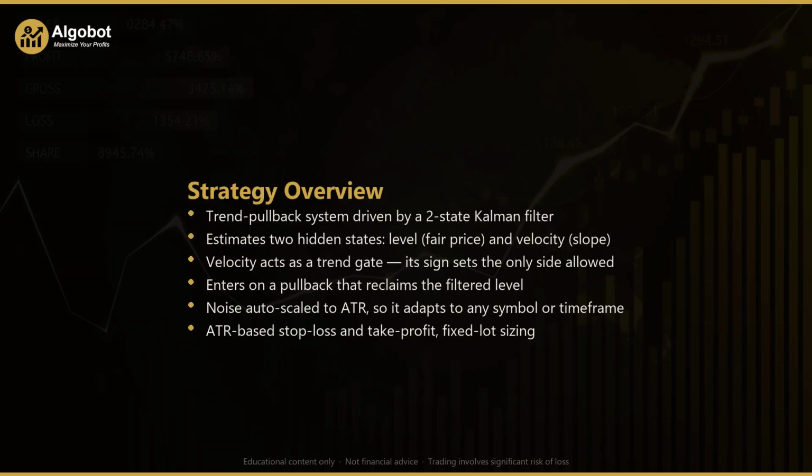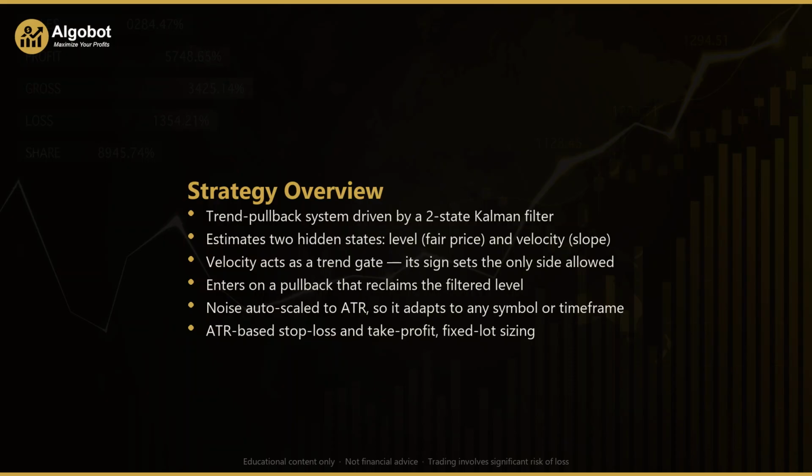Let's dive in. So what exactly does Kalman Velocity Trend do? At its core, this expert advisor is a trend pullback system. It's designed to trade in the direction of an established trend, but instead of chasing price as it extends, it patiently waits for a small pullback and then joins the move as it resumes. The engine behind it is a two-state Kalman filter.